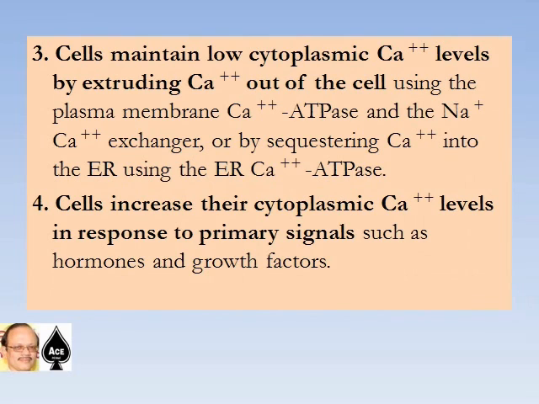Cells maintain low cytoplasmic calcium level by extruding calcium out of the cell using the plasma membrane calcium ATPase and sodium calcium exchanger, or by sequestrating calcium into the endoplasmic reticulum using the endoplasmic reticulum calcium ATPase. Cells increase their cytoplasmic calcium level in response to primary signals such as hormones or growth factors.